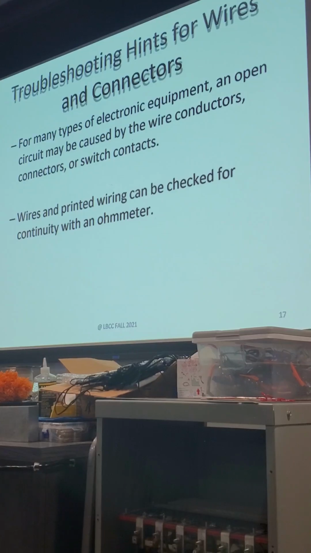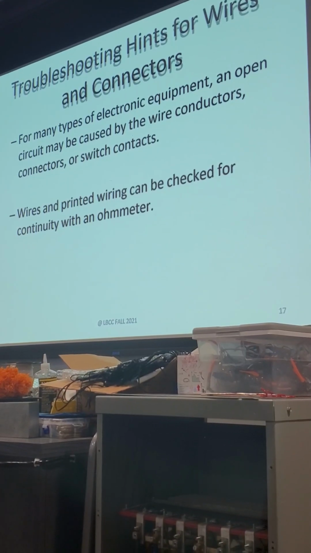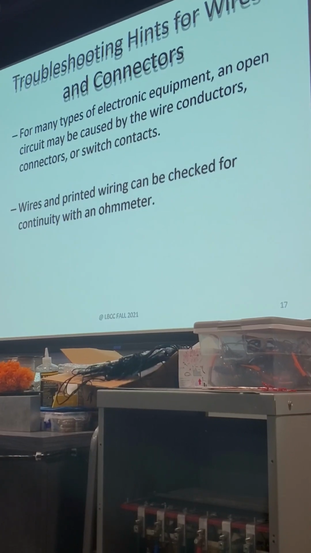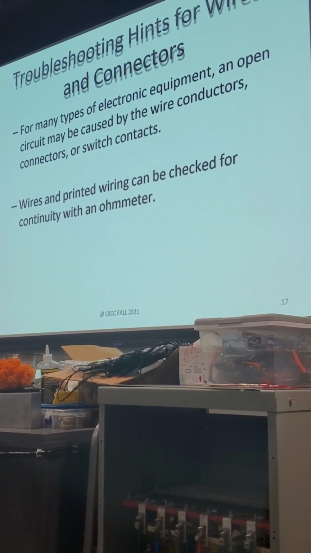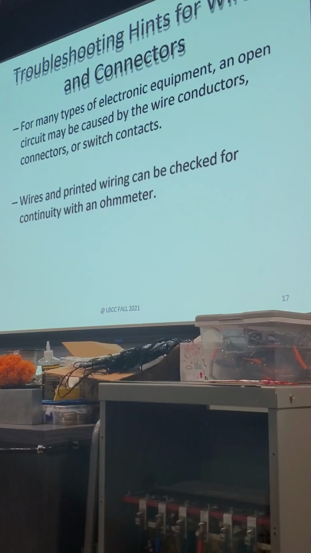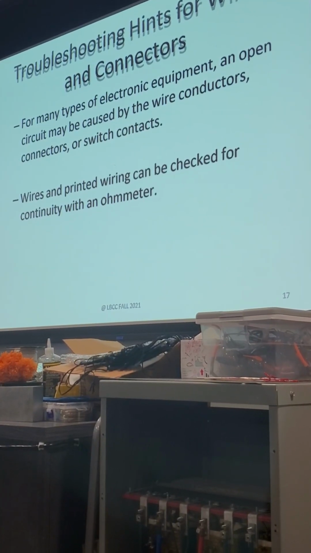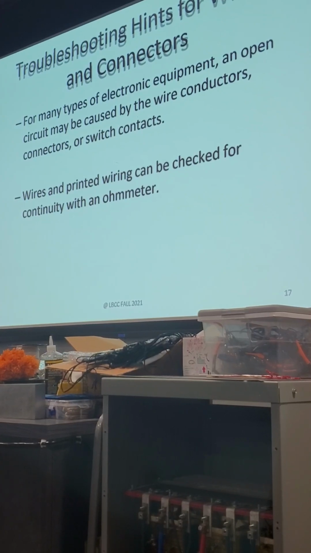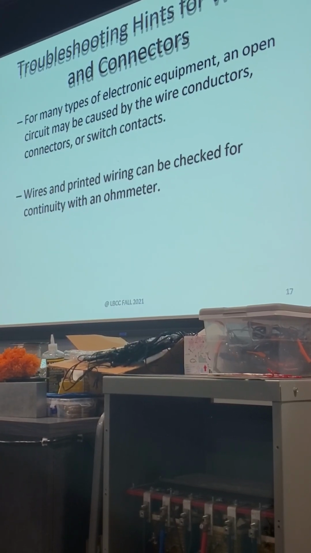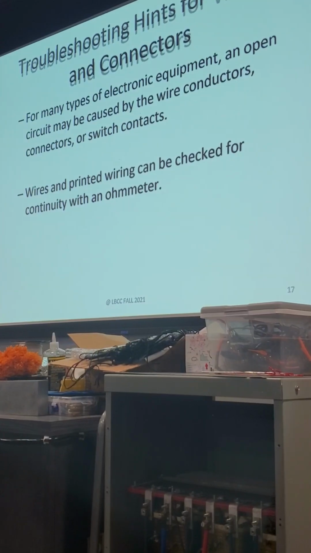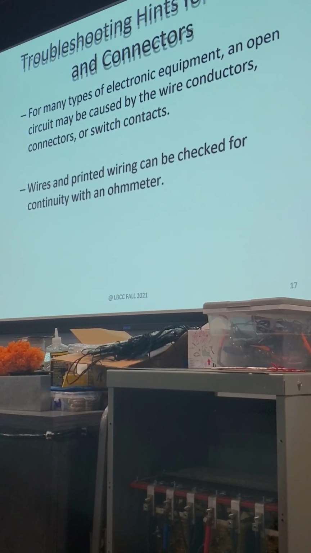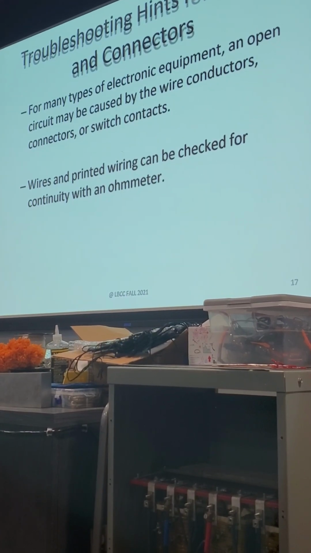So, troubleshooting hints for wires and connectors. For many types of electronic equipment, an open circuit may be caused by wire conductors, connectors, or switch contacts. Wires and printed wiring can be checked for continuity with an ohm meter. We've kind of done that to an extent, and we're definitely going to do some more, especially when we get to our medium voltage or high voltage application. We're going to have certain types of continuity checks, which are outlined in your meter books. So stay tuned for that one.